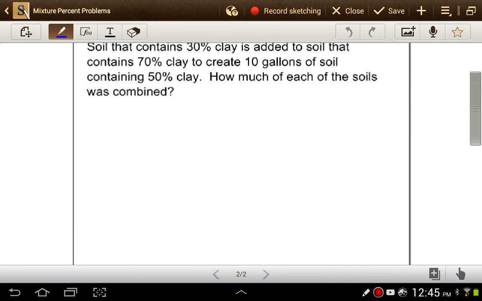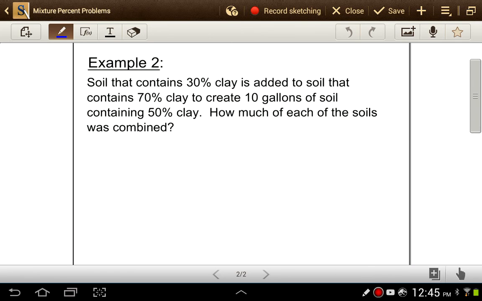In example 2, we're working with clay. So we have soil that contains 30% clay added to soil that contains 70% clay to create 10 gallons of soil containing 50% clay. How much of each soil is combined? In this one I know the percentages, but I don't know the amounts of soil. So again, I'm going to take the first soil plus the second soil, and that's going to equal my total amount.